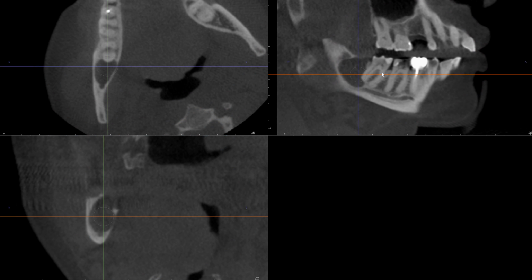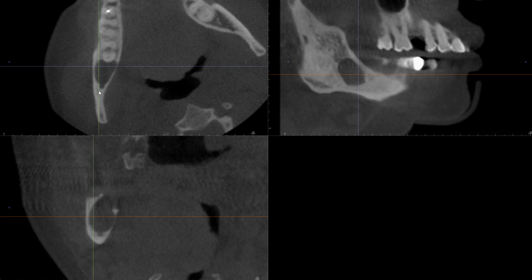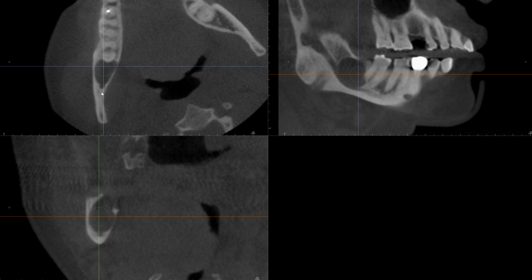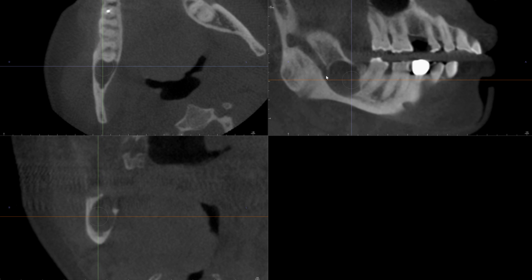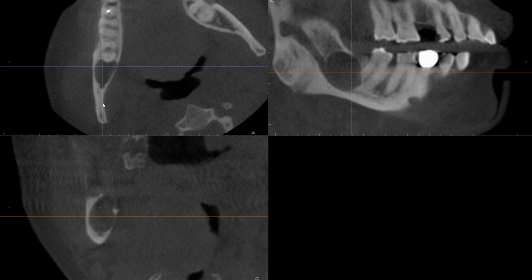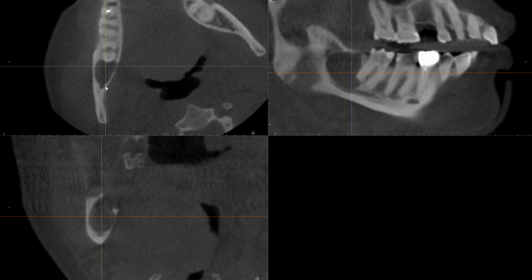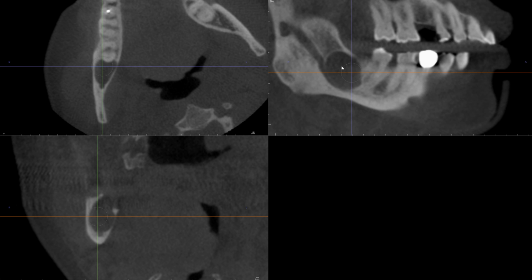In this case, the patient has number 30 and 31, and 32 is missing. You can see that the lesion is very well defined and has a corticated border from as far as we can see. The inferior border doesn't appear to be well corticated, and part of that reason is, well, it's thinly corticated. I hope it shows up on the video.